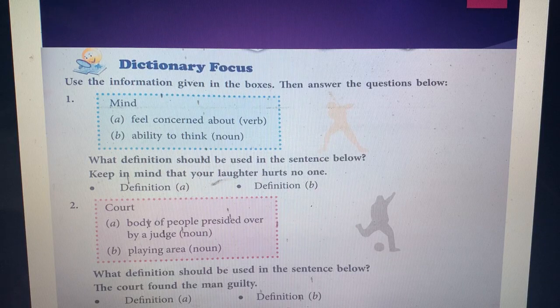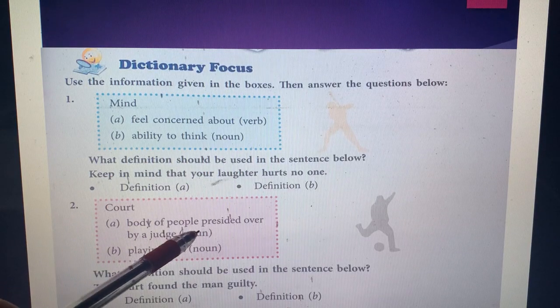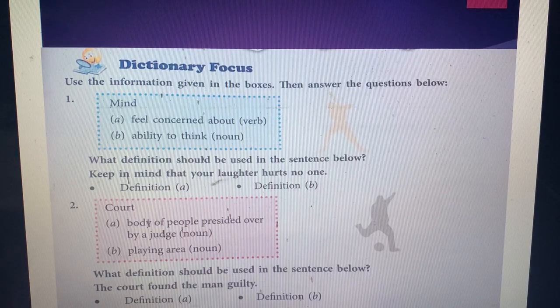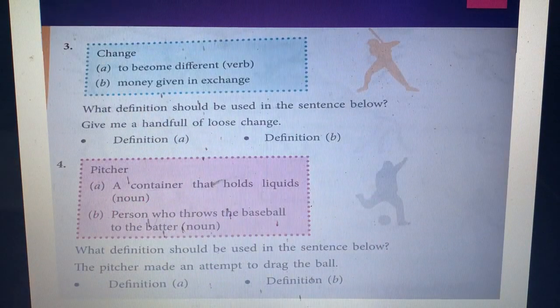Guilty means sharminda. So which is the correct? It is A part again. The person कहाँ पे होगा? Body of people presided over by the judge. Fine. So the answer is first one. Let us proceed next. Third number is change. Change दो टाइप के होते हैं.